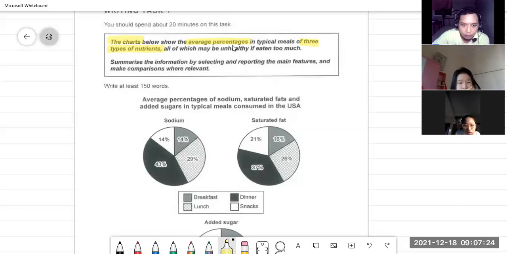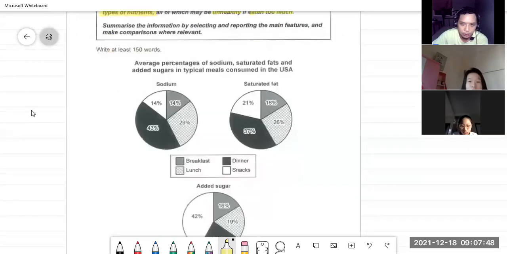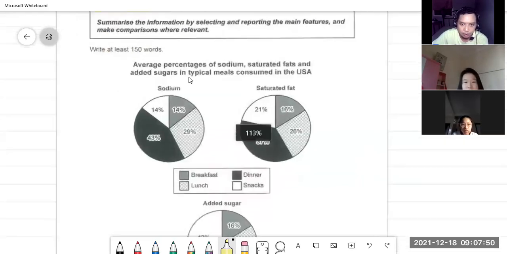Yeah, all of which may be unhealthy. Do you know the meaning of unhealthy? Yes. Okay, if eaten too much. Okay, so please understand this. The charts below show the average percentages in typical meals of three types of nutrients, all of which may be unhealthy if eaten too much. Okay, write at least 150 words. Okay, so let's read here.